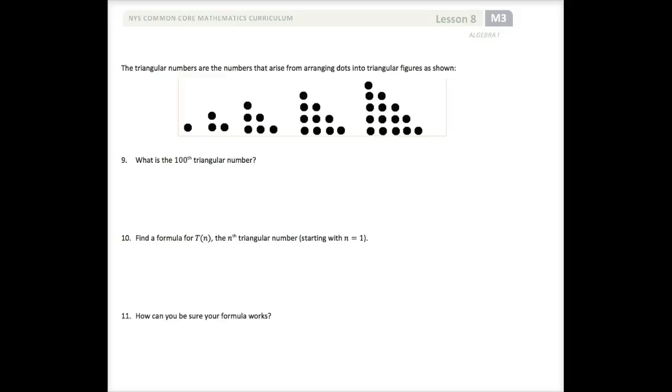This is student page 45, lesson 8, module 3. The triangular numbers are the numbers that arise from arranging dots into triangular figures as shown. I'm not going to lie to you, this is really a difficult problem.